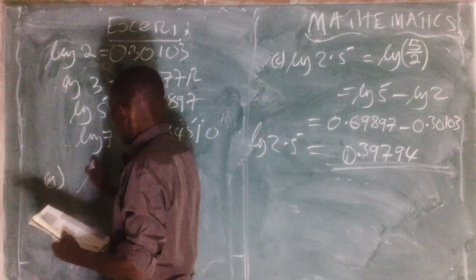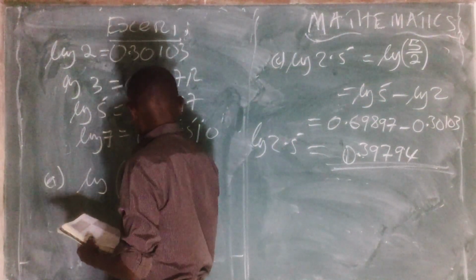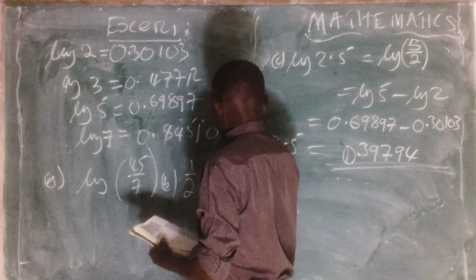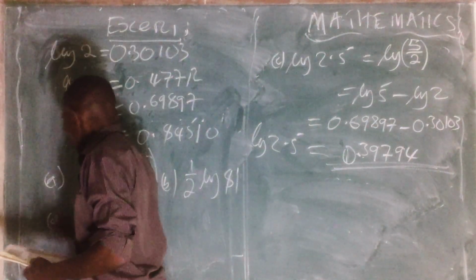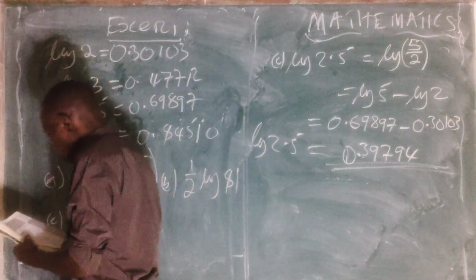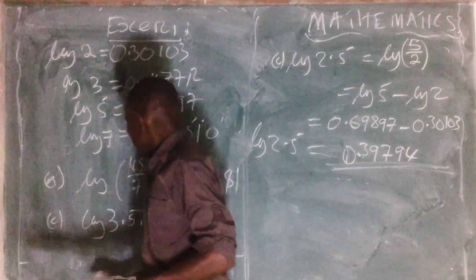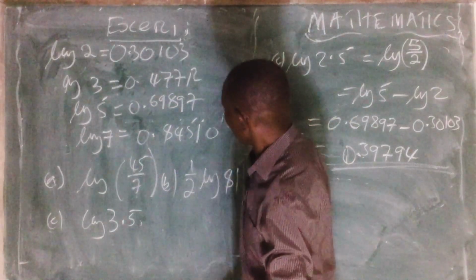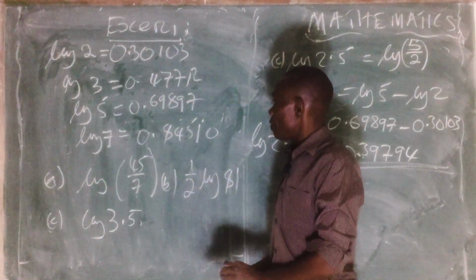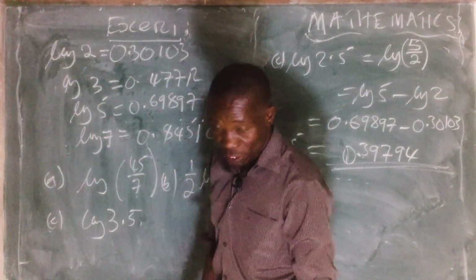A, you have to work out log of 45 over 7. B, half the logarithm of 81. And lastly, can you have this one here? Log of 3.5. Just work out on the three. By the time you handle this one and that one, then I think life is better for each one of us here. Thank you very much for this.